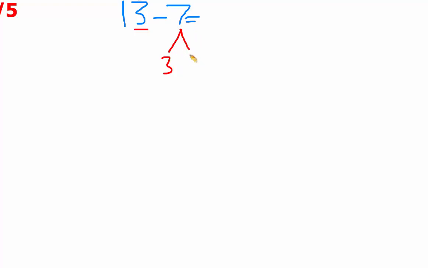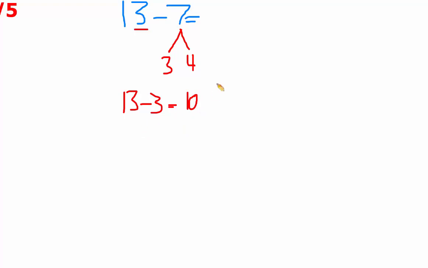Then I want to know the other part. How can I get the other part? You will do 7 minus 3 equals 4. So why I put the first part here? Why it is the same? Because I want to get them. When you will subtract 13 minus 3, 13 minus 3 equals 10.